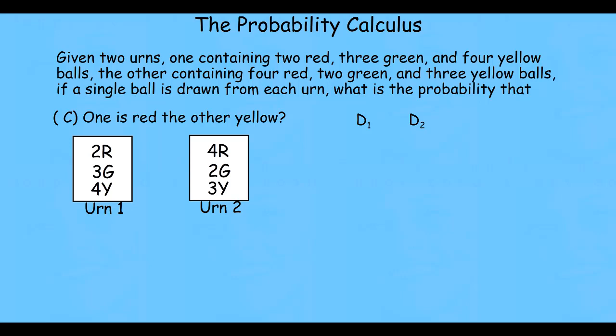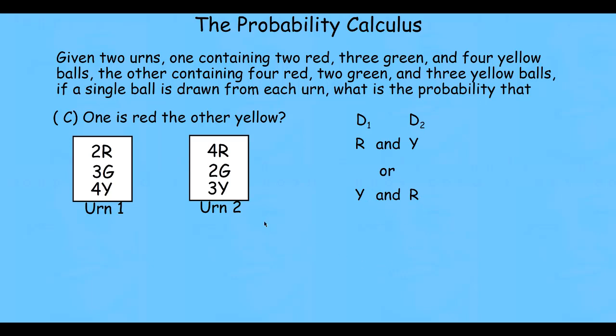So I think about how to get one red and one yellow. And I say, okay, well, I could get a red on the first draw, and then I have to get a yellow on the second. That would be a favorable outcome. But suppose I don't get a red. Suppose I get a yellow instead. Then, if I draw a red, that's still a favorable outcome. So I have two ways of getting a favorable outcome. I can draw red from the first urn, yellow from the second, or yellow from the first urn, red from the second.